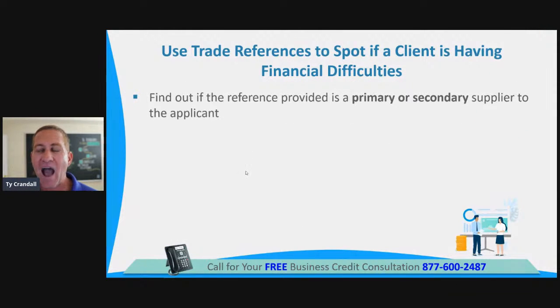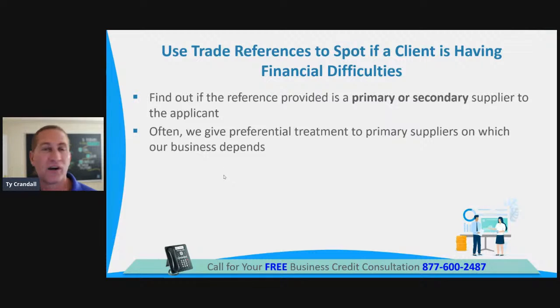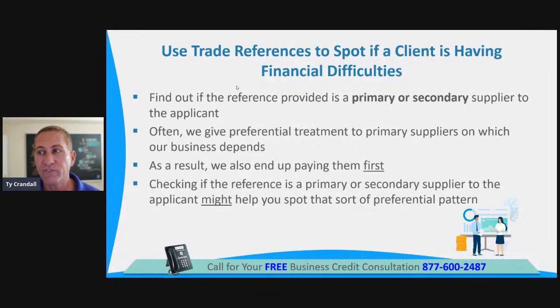Okay, so find out if the reference provided is a primary or secondary supplier to the applicant. If you see trade references on a business credit report, you might want to ask these questions. We often give preferential treatment to primary suppliers on which our business depends. So you want to ask them that. Because if you say, hey, I see you have these 3 trade references on your credit report, are these primary or secondary suppliers? And they say secondary, well, that's a good thing.